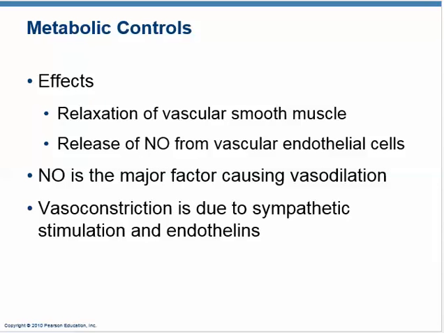So what happens is all these things cause the relaxation of the smooth muscle, and the endothelial cells make something called nitrous oxide, and it's released right there and causes vasodilation. Nitrous oxide is a vasodilator. Vasoconstriction is sympathetic control. It's the sympathetic nervous system that does that.